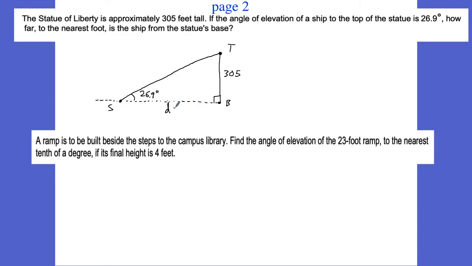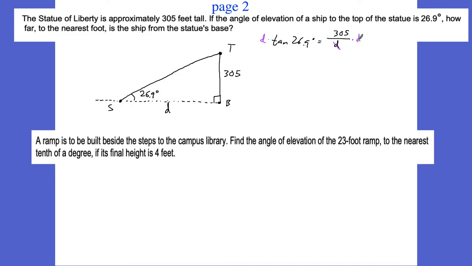I see opposite, I see adjacent, so I'm going to use tangent. Tangent of 26.9 degrees equals opposite 305 over the adjacent D. When we're solving for a variable in the denominator, we first have to get it out of there. So multiply both sides by D.